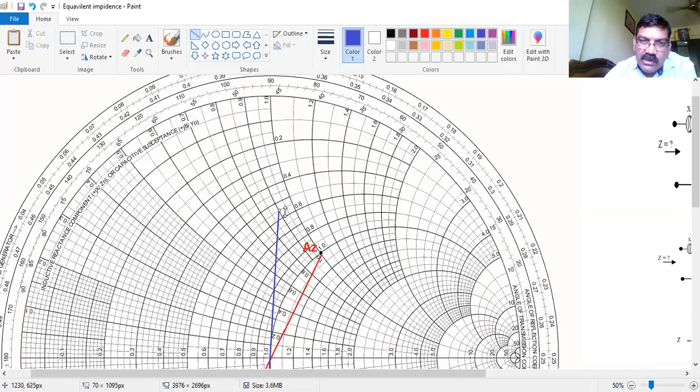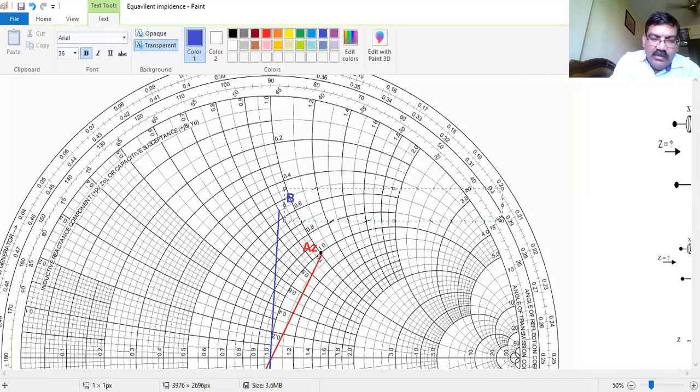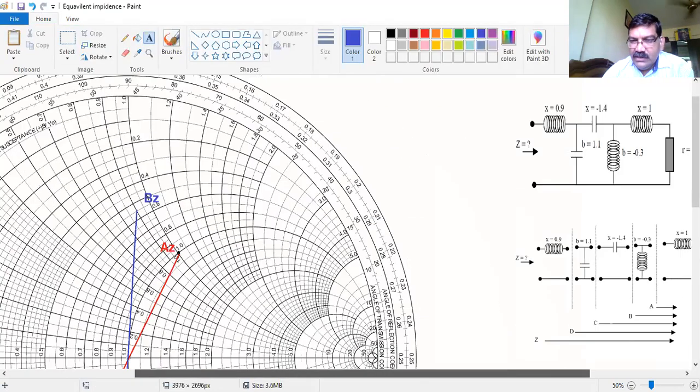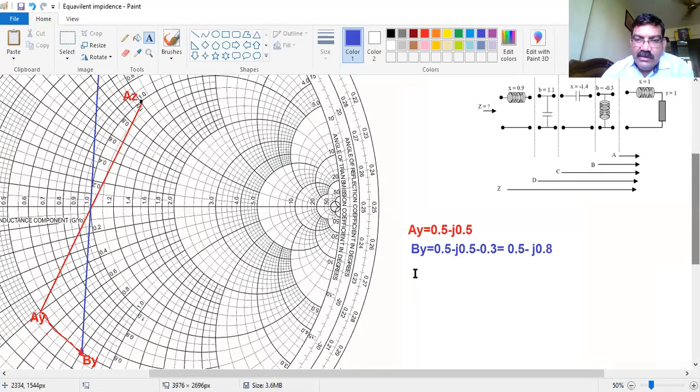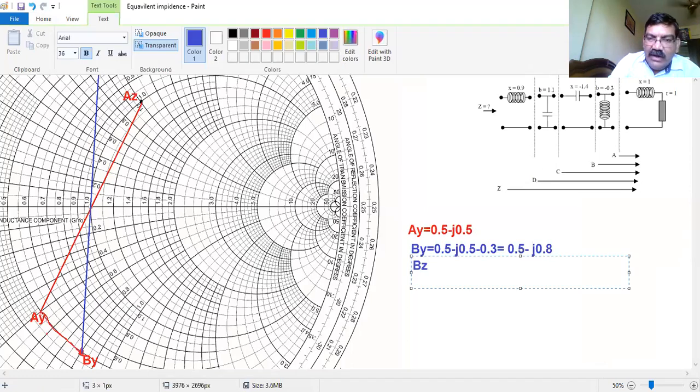So this is nothing but your bz. I got the bz, so I'll write it here. Whatever bz I got, I'll write it here. by we have converted to bz. So how much bz did we get? That is 0.55 plus j0.9. Okay, so bz we got.